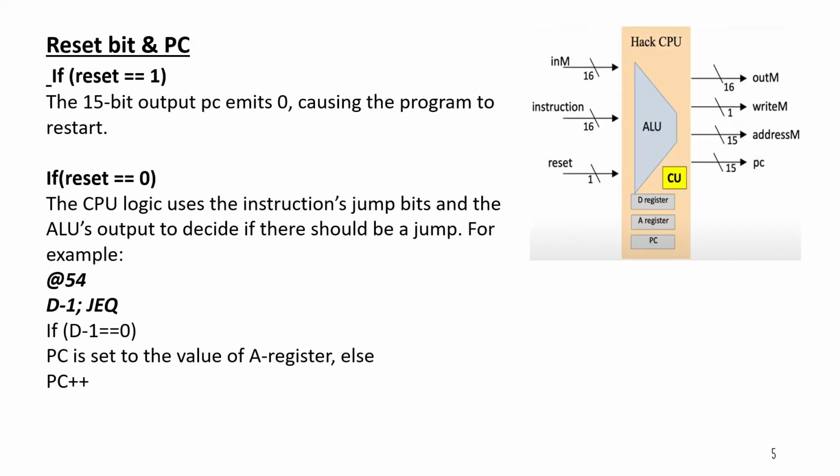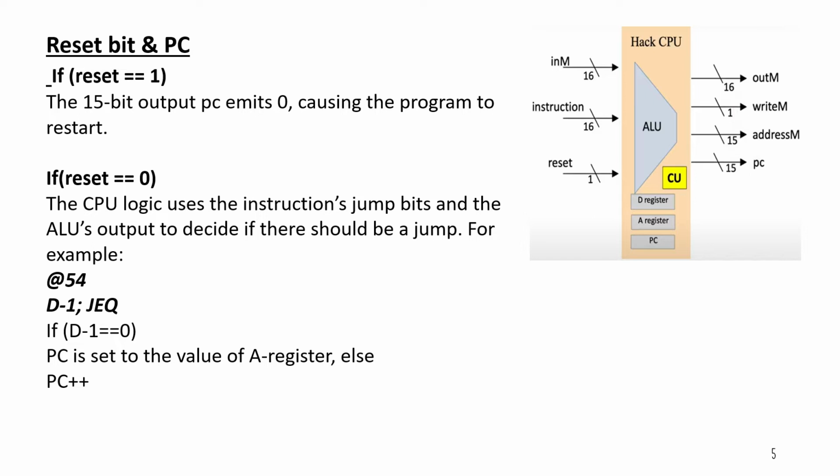So now we will talk about the reset pin and the PC in more detail. If the reset pin is set to 1, then the 15-bit output PC emits 0, causing the program to restart. If the reset pin is 0, the CPU logic uses the instruction's jump bits and the ALU's output to decide if there should be a jump or not.